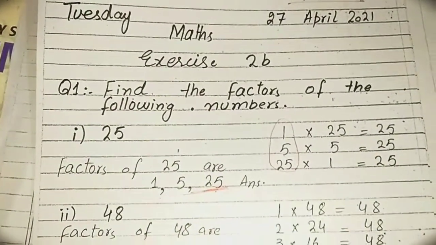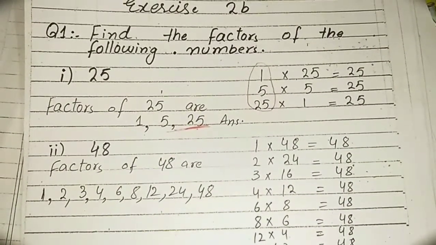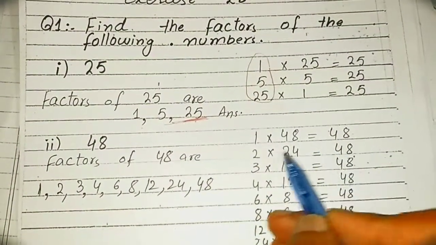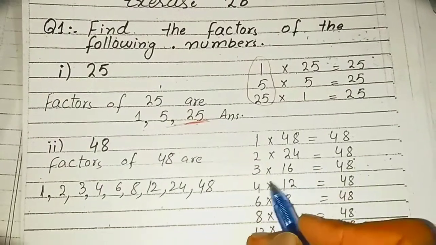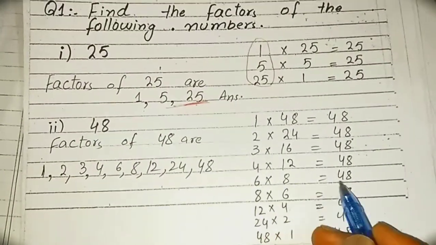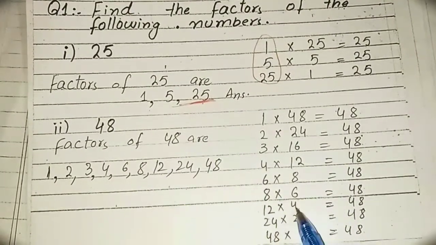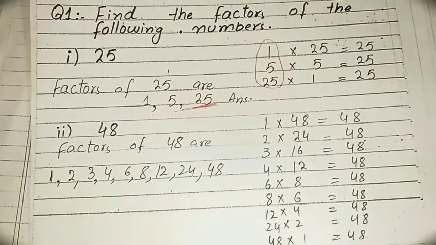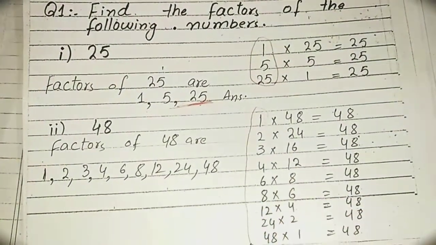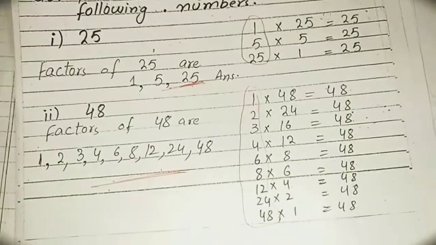Moving to part 2, which is 48. So we have to make factors of 48. So we have to read the tables of those numbers in which 48 occurs, as 1 into 48 is equal to 48, 2 into 24 is equal to 48, 3 into 16 is equal to 48, 4 into 12 is equal to 48, 6 into 8 is equal to 48 and 8 into 6 is also equal to 48, 12 fours are 48, 24 twos are 48 and 48 ones are 48. So our factors are 1, 2, 3, 4, 6, 8, 12, 24 and 48. These are our factors.